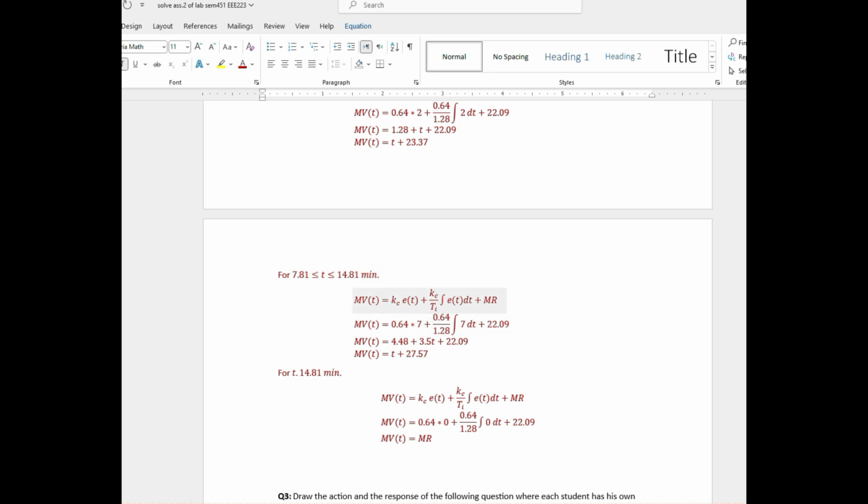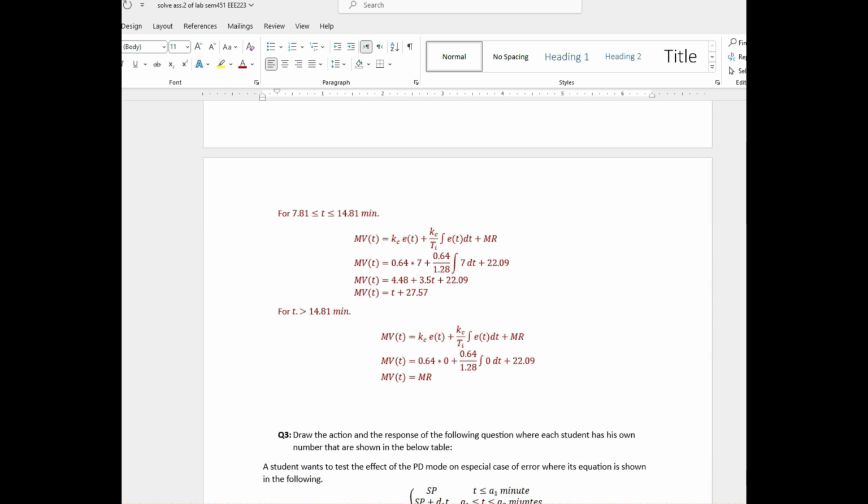Just substitute the values inside it. You can see that 7, substitute here, and 7, the same thing. It gives me 7 multiplied by 1.64 divided by 1.8, which gives me 3.5. And the integration of dt is t, and the MR remaining is 2.09. The final equation will become t plus 27.57 for t greater than 40.8. The last period is written back as MR.